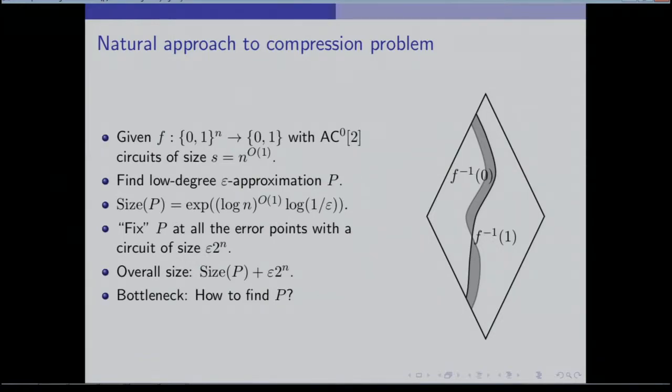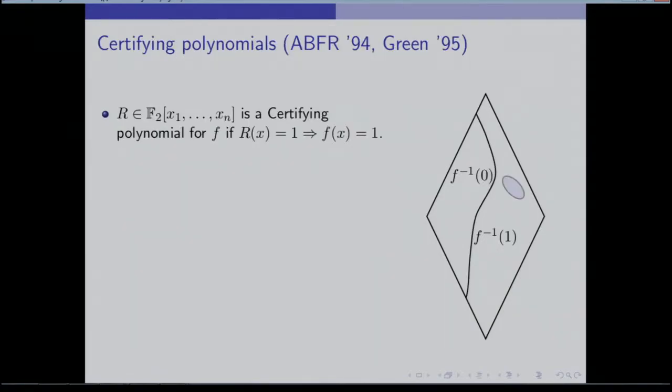It will just be the problem of solving a system of linear equations or something. Okay. So what's the different notion of polynomial approximation we're going to use? We're going to use a kind of one-sided version of polynomial approximation. So as opposed to epsilon approximation, let me say that a polynomial is a certifying polynomial for my function if whenever the polynomial is 1, the function is 1, and that's it.